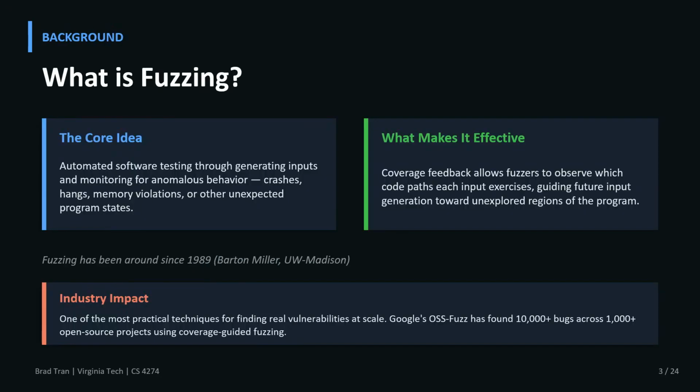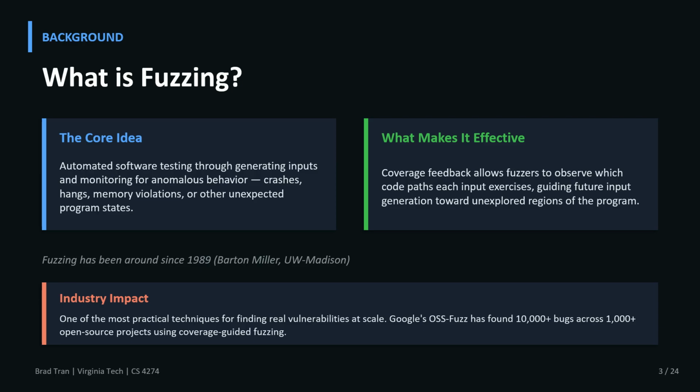So we all know fuzzing at a high level. It's automated software testing through generating inputs and monitoring for anomalous behavior like crashes, hangs, or memory violations. It's been around since Barton Miller's work in 1989 and has become one of the most practical techniques for finding real security vulnerabilities at scale.